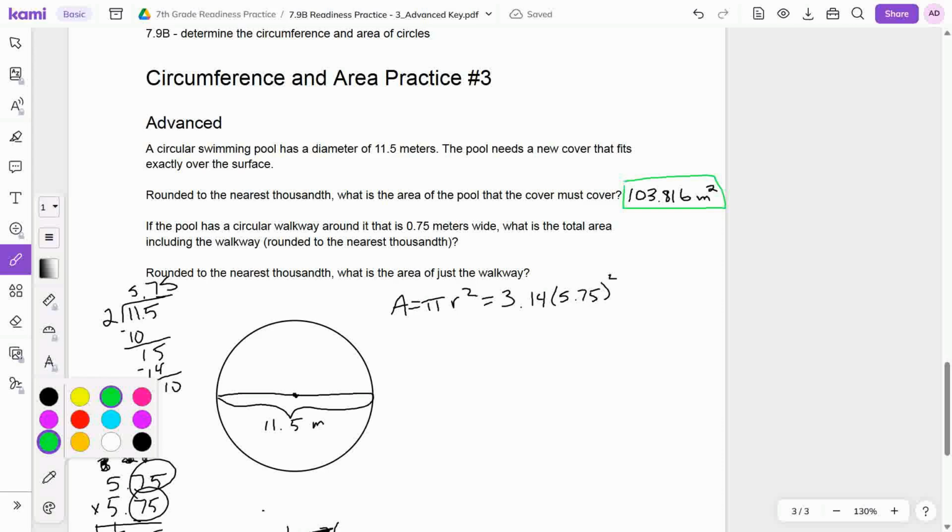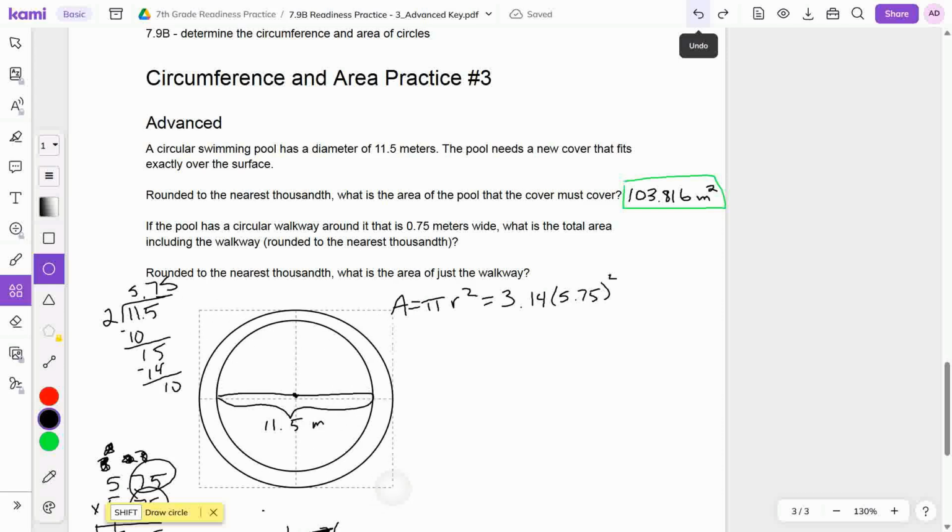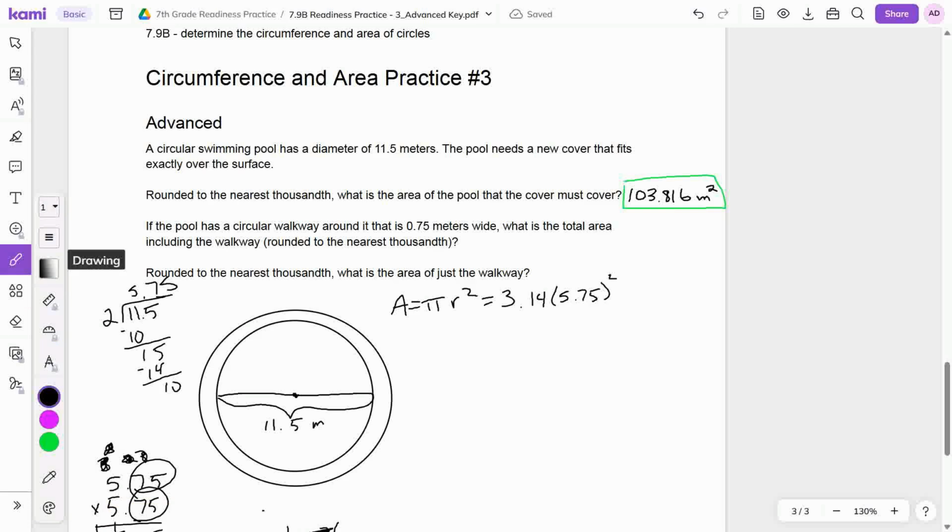All right, so that is going to be our approximate area of the pool cover. Now, if the pool has a circular walkway around, all right, so another walkway. So let's get another walkway, and I'm going to try to make it a little bit better. There we go. That's going to have to be close enough. Pretend that's a circle, not an oval. And it is 0.75, so it's not very wide. Okay, so I'm going to do this in a different color. 0.75 meters. Okay, what is the total area including the walkway?